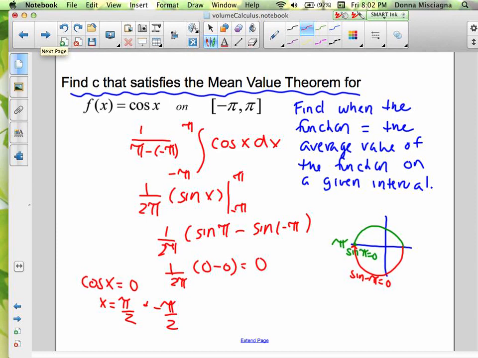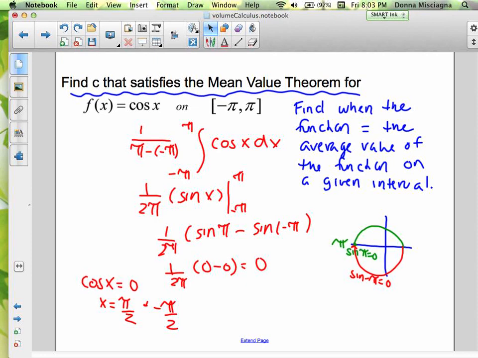All right, so when is cosine equal to 0? At pi halves and negative pi halves. So that makes sense, right? Because between those values, sine is equal to 0, and cosine is equal to negative 1 for both of them. So if we're going to take the average of those, we're going to end up with nothing because we haven't moved anywhere. So of course, our average is going to be 0.